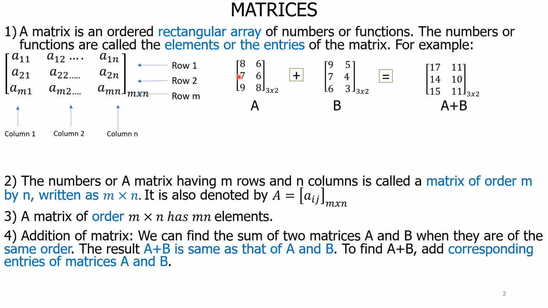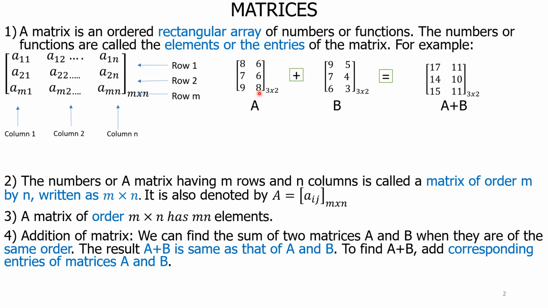And the second row is 7. And second row of 7 is 14. 7 plus 7 is 14. And the second element of the second row is 6. 6 plus 4 is 10. And in the third row we have 9 plus 6. 9 plus 6 is 15. So A plus B is 15.